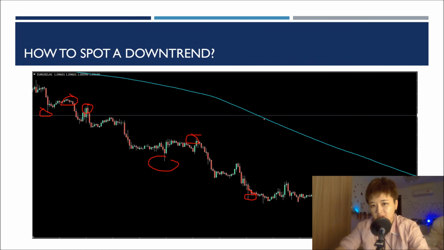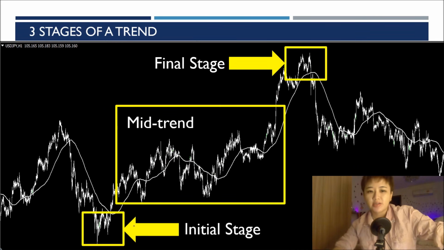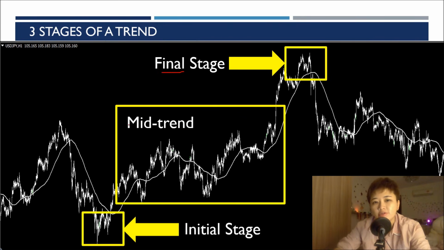When the price is below the moving average and the moving average is sloping down, it's a downtrend. And there are three main stages of a trend: initial stage, mid-trend, and also final stage. So you need to learn how to spot where's the initial stage, mid-trend, and also final stage. I've already done a video on this, you can go and check it out if you want to.